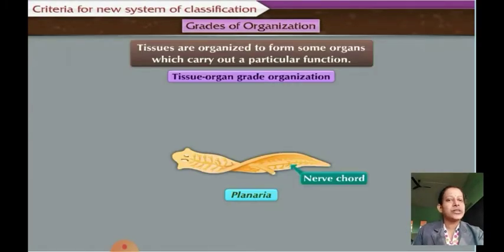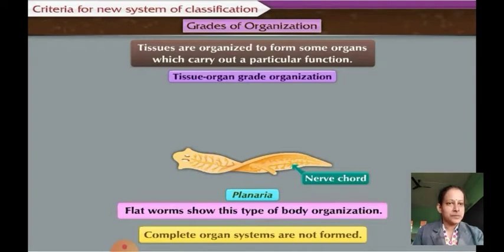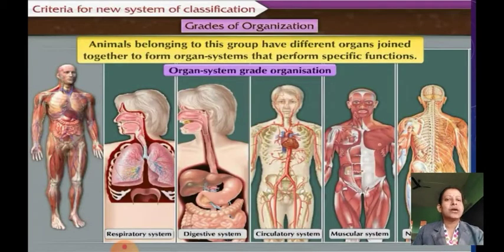Okay, then now tissues are formed, but tissues are not organized to form organs. Well developed tissues are there, but these tissues are not developed into organs. So this type of organization is called tissue grade organization. Complete organ systems are not formed in this case, only tissues are there. So it is seen in the case of Platyhelminthes, or flatworms. Platyhelminthes is one of the phyla which consists of all the flatworms. So this type of body organization, that is tissue grade organization, is shown by Platyhelminthes.